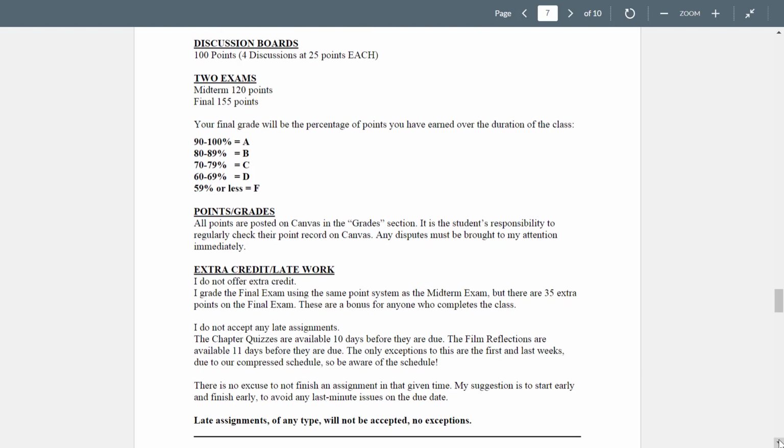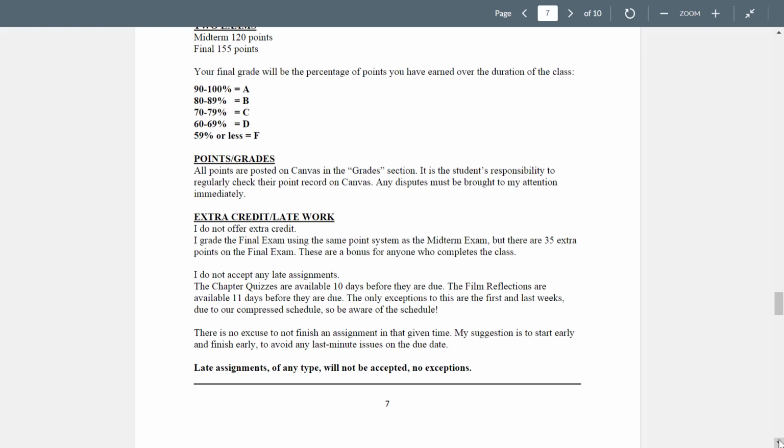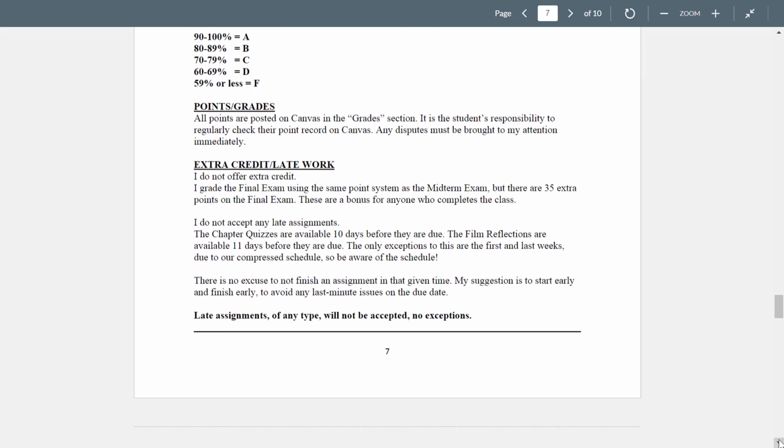I grade on a typical percentage basis. If you end the class with an 89.6, I will round it up to the next grade, in that case an A. I mentioned before about grades. Make sure that you are on top of that and that you regularly check your point record. Any disputes, let me know right away. Don't tell me in week 8 that your quiz for chapter 1, you should have got 9 points, not 8. Tell me right away, okay?